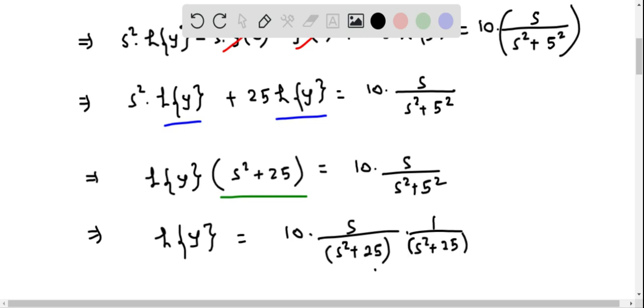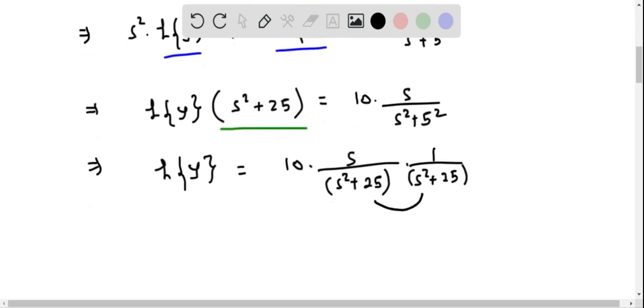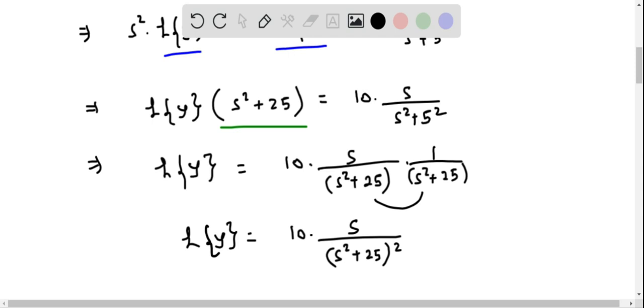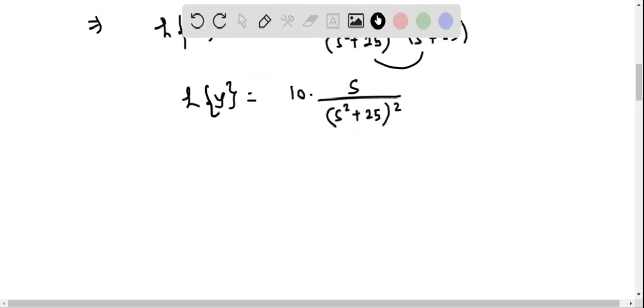Now we see that we have the same binomial, so we can rewrite this as 10 times s divided by s squared plus 25 quantity squared. And on the left side, we have Laplace transform of y. Now to determine y, we have to take the Laplace inverse on both sides. So I'm going to apply Laplace inverse on both sides.